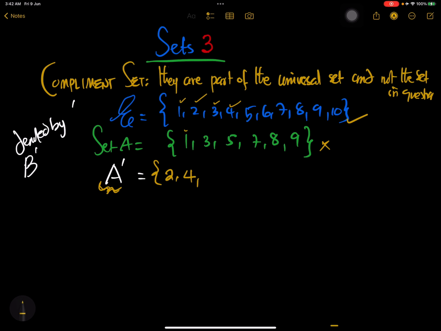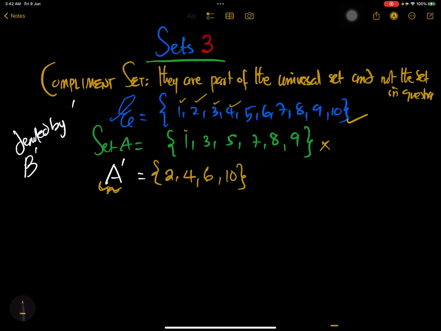The next number is seven. Seven is already in set A. Eight is also already in set A. Nine is already in set A. And the next one is 10. 10 is not in set A. So 10 becomes a complement.